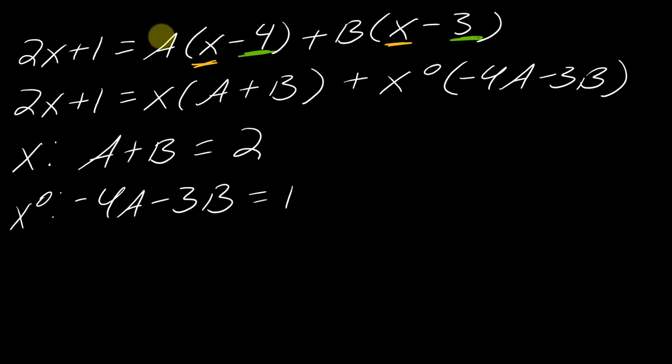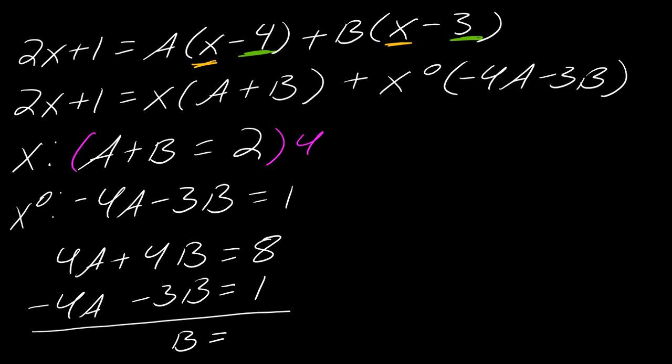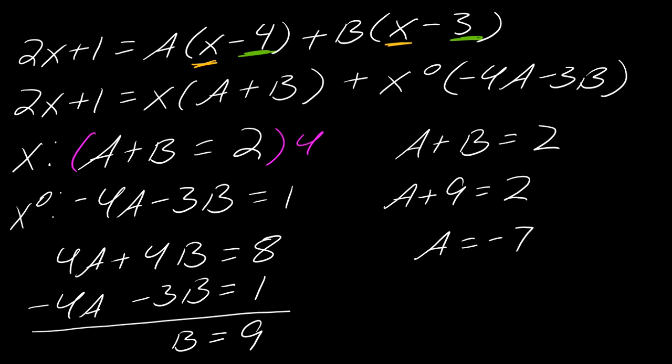And so now, as far as how you solve this, it's kind of up to you. There's a couple ways you could approach it. I'm going to multiply this whole equation by 4. So I get 4a plus 4b equals 8. And then I can use elimination with the second equation. And so then this will give me that b equals 9. Okay, and then for my next equation, I just have to plug that in. So now I can use a plus b equals 2. So I can say a plus 9 equals 2. So a is going to equal negative 7.